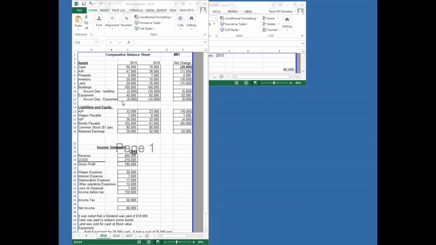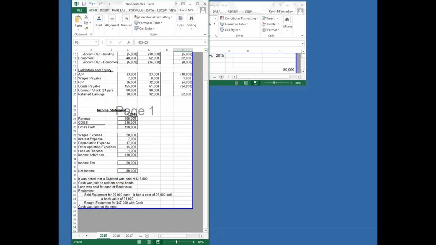So the first thing, remember there were 3 things that we needed to do a statement of cash flows. We need 2 years of balance sheet, and then we need to know how did those items change throughout the year. So that's why I have this column over here. Just for a quick observation, I can see that my AR went from 47 to 36, so definitely it went down, and that's going to need to be shown on the statement of cash flows later.